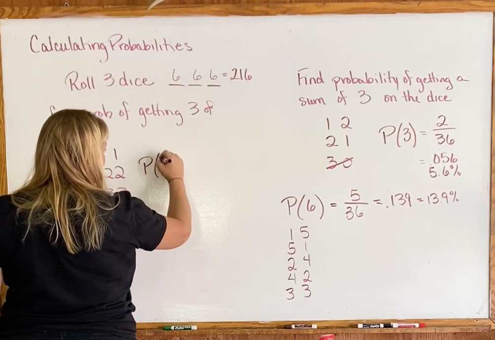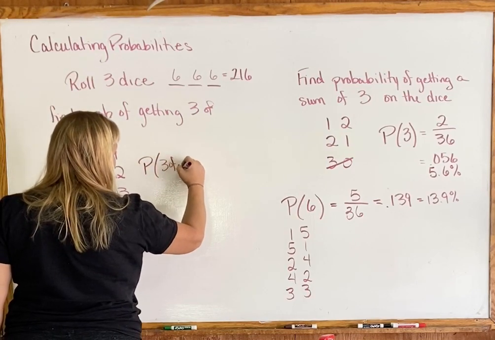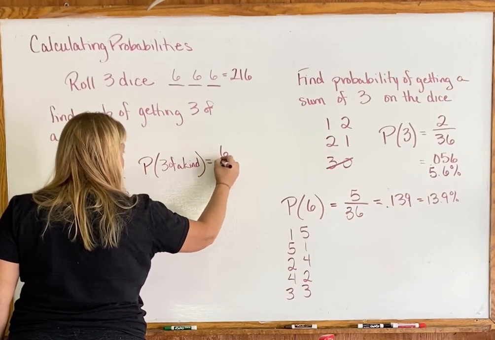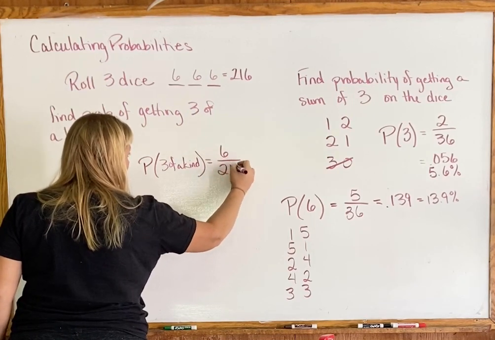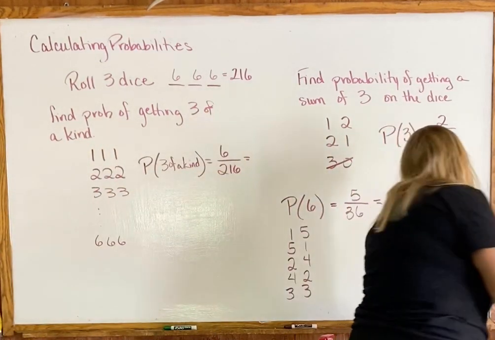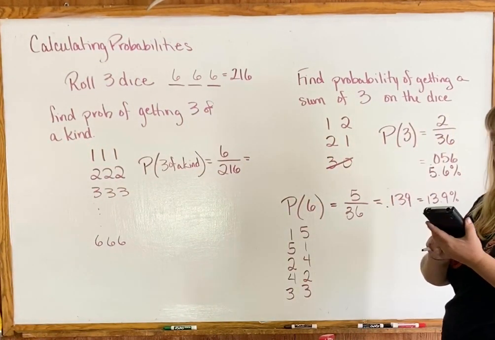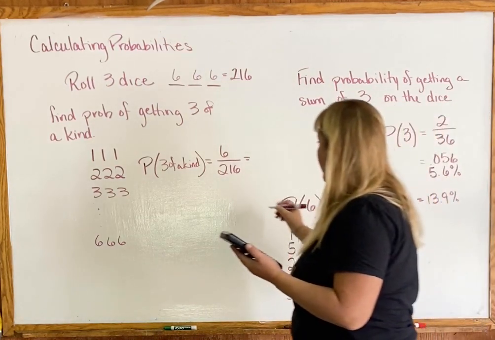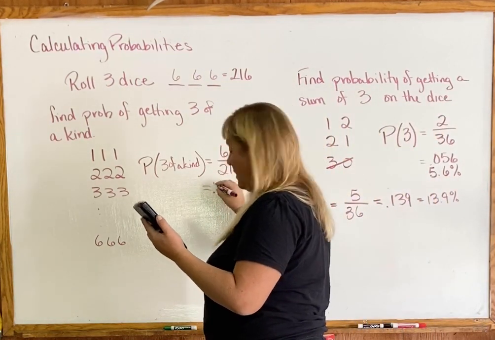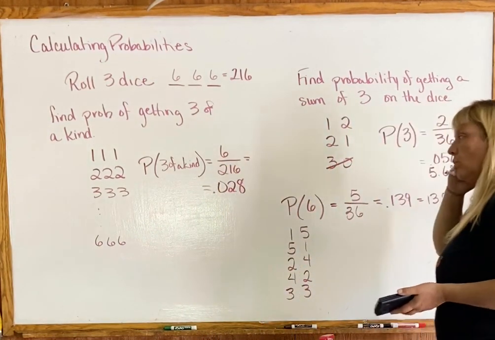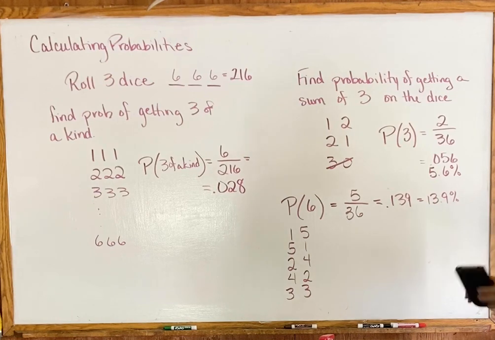So we say the probability of 3 of a kind is equal to 6 over 216. Here's my 6 divided by 216. And that gives us 0.028, okay? Or 2.8% chance of getting a 3 of a kind on 3 dice.